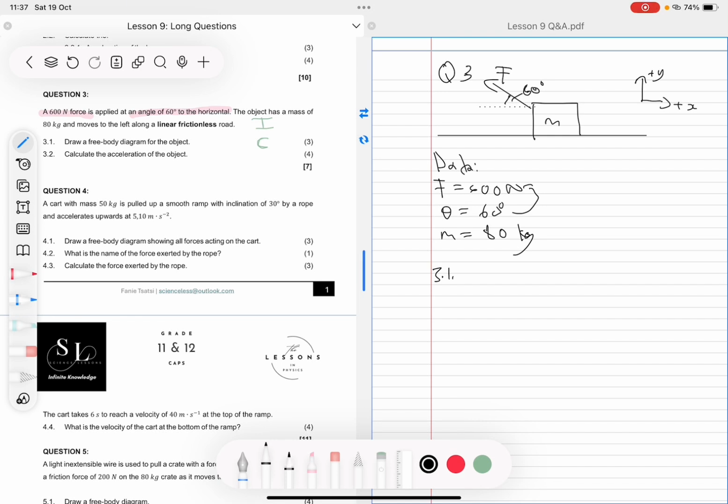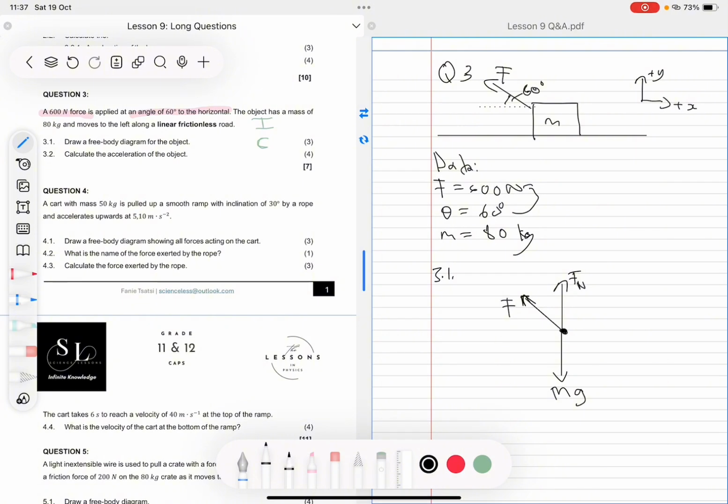So 3.1, they say draw a free body diagram for the object. I'll draw a dot there to represent the object, and I would say the force that exists here is the normal force. This is the force that the surface exerts on the object in the vertical direction, making an angle of 90 degrees. We also have the force of gravity, which I'll write as mg here. We then also have a force that is applied in this direction because the object moves to the left. So this is the force F.